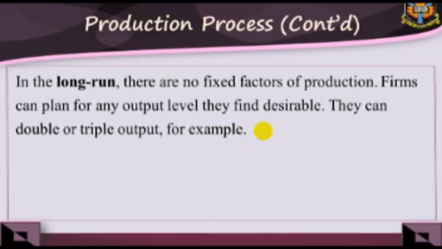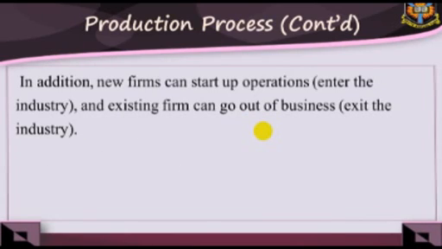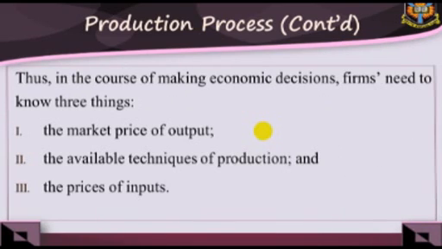In the long run, there are no fixed factors of production. Firms can plan for any output level they find desirable. They can double or triple output. In addition, new firms can start up operations and existing firms can go out of business.